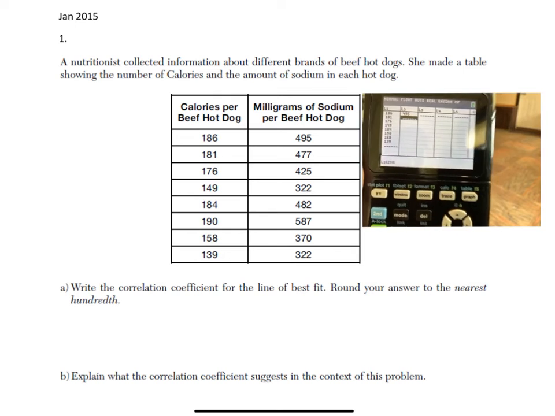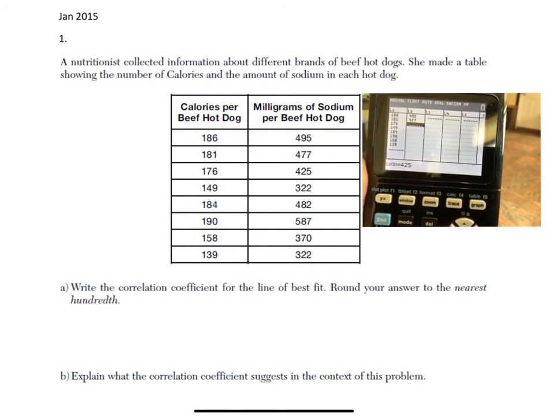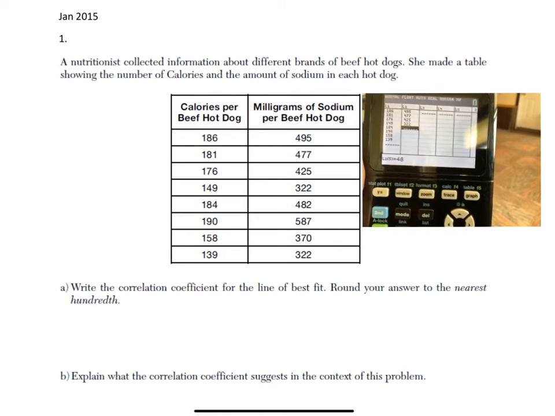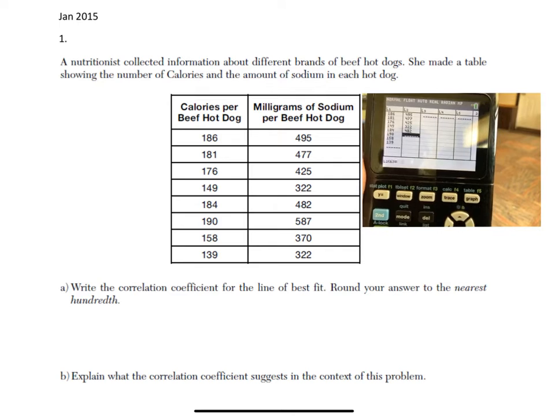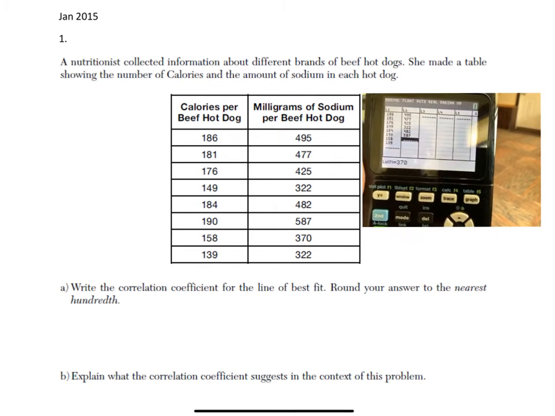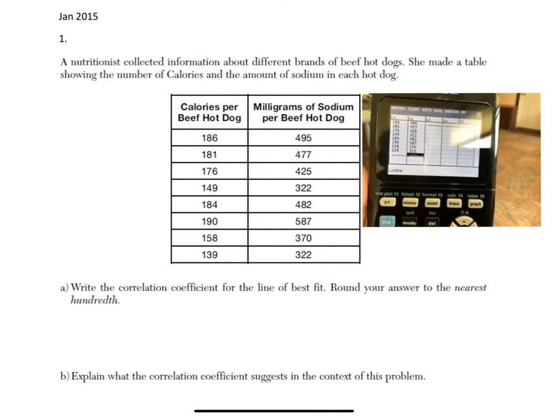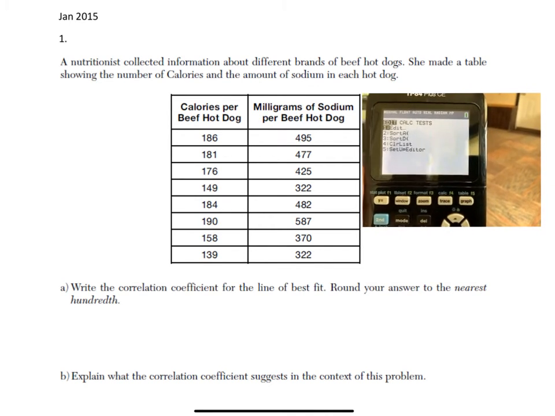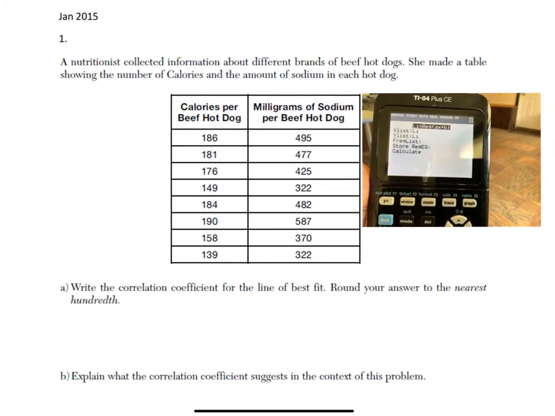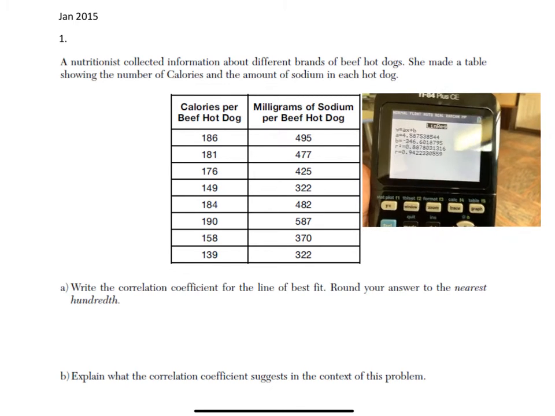495, 477, 425, 322, 482, 587, 370, and then 322. Then after we are done with that, we can go to stat, go to calculate, go to linear regression, go to calculate once again, and then we get all the answers.